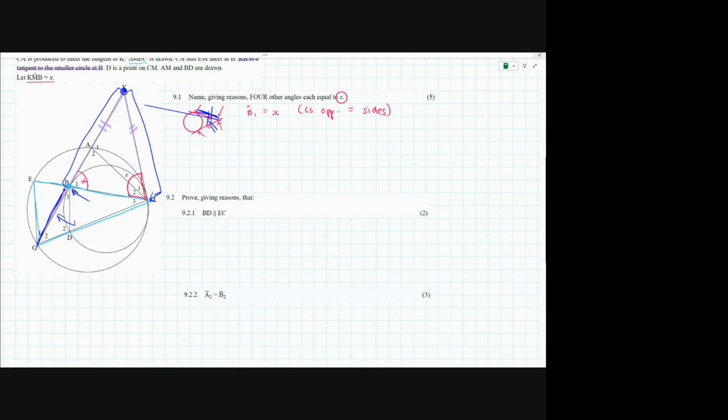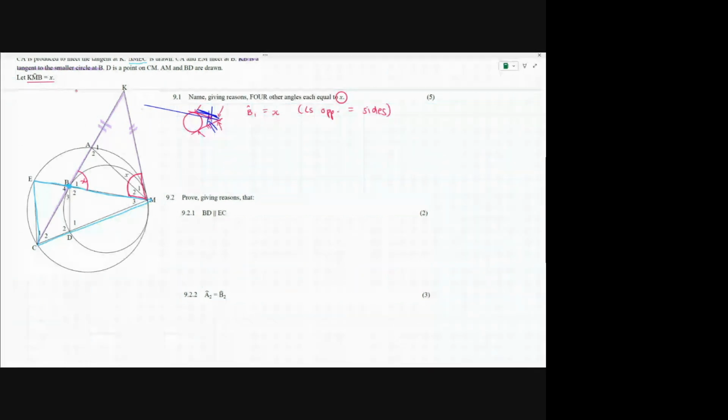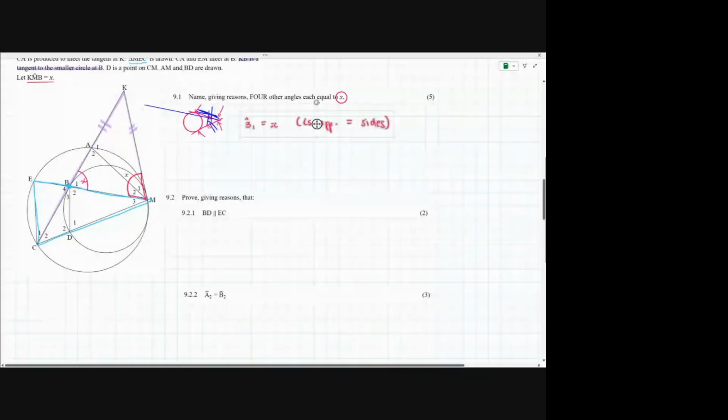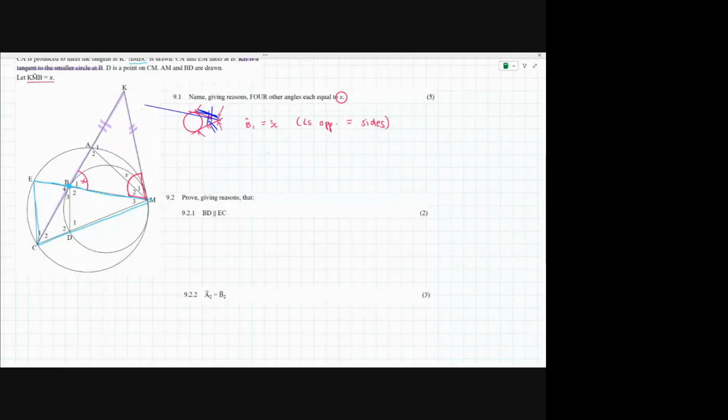Okay, ma'am. And then I wanted to ask, when we're stating our reasons, do we have to say BK is equal to KM, like the sides, when we're saying angles opposite equal sides? We should. So yes, technically I should have done that. As I was talking about it earlier, I was like, oh, should have said that. As far as I remember, the mark allocation was actually only for saying B1 equals X and then angles opposite equal sides. But yes, technically we should say KB equals KM, tangents from common point.